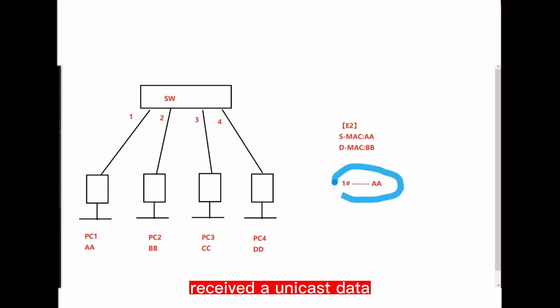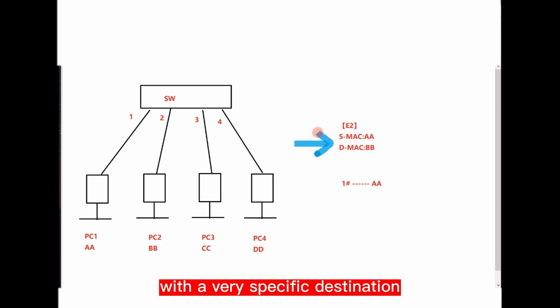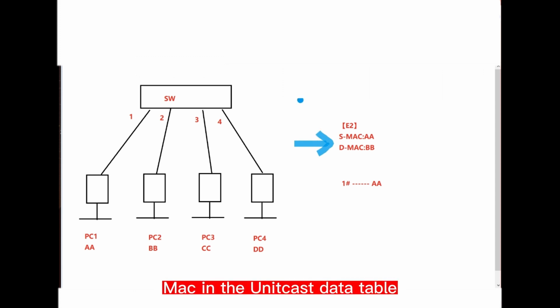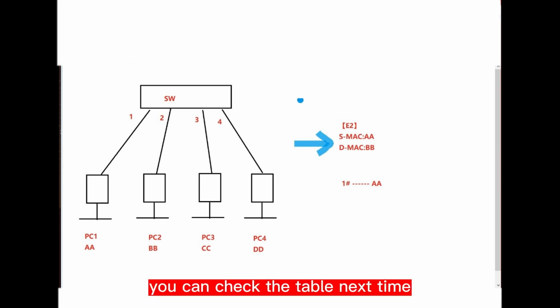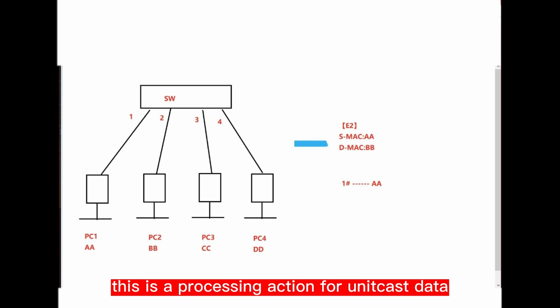It received a unicast data frame with a very specific destination. See if there is such a destination MAC in the table. Check the table if you have it. Flooding if not. After flooding, the device has finished learning, and you can check the table next time. This is the processing action for unicast data.